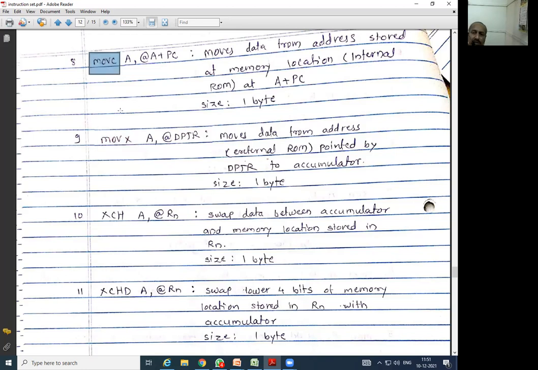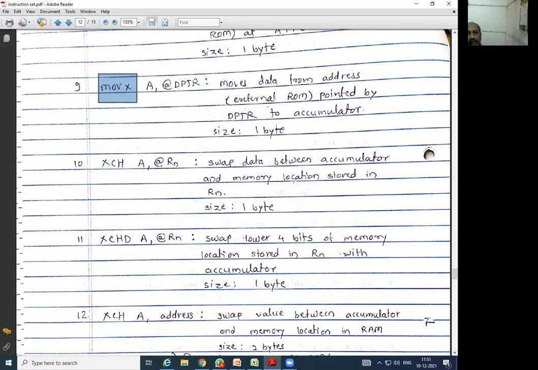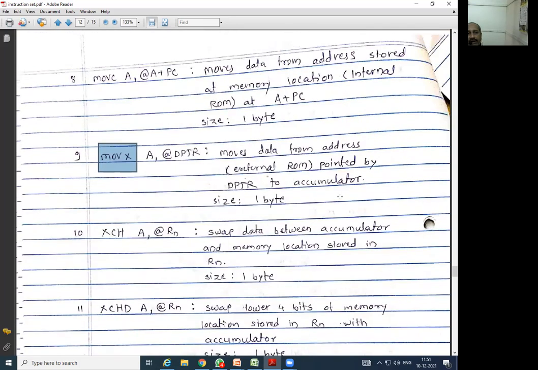Internal address म्हणजे त्या 8051 मधल्या रॅमचाच ऍड्रेस, आतलाच ऍड्रेस. तुम्ही जर एखादी एक्सटर्नल मेमरी अटॅच केली असेल, so that time you are supposed to use this particular MOVX instruction. Okay, so that is the main difference between MOVC and MOVX.